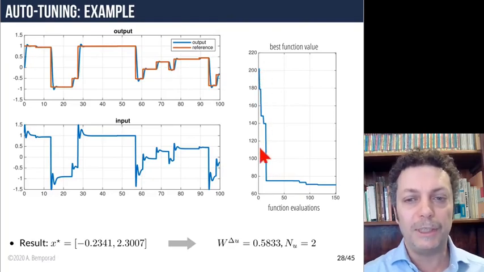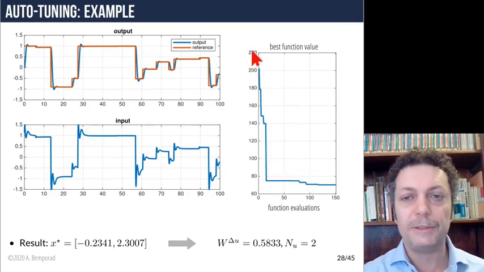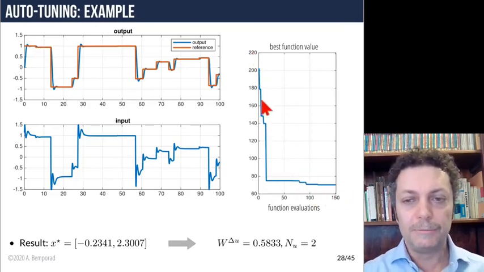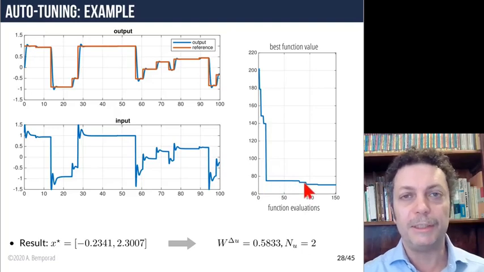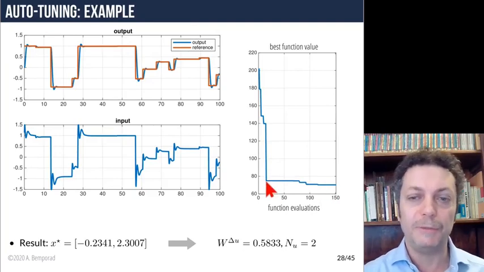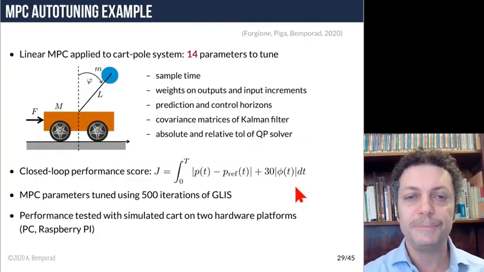And this is how the closed loop performance evolves over the iterations. Okay, so it settles on a small value after about, I would say, 70-80 tests. You will get a very good value for the tuning knobs, actually even before that you already get decent values.